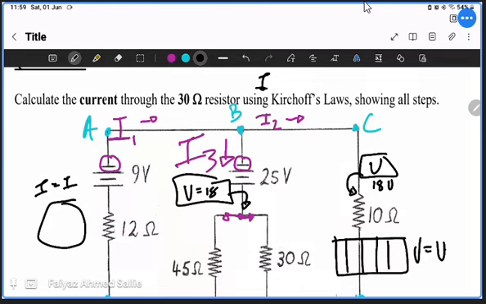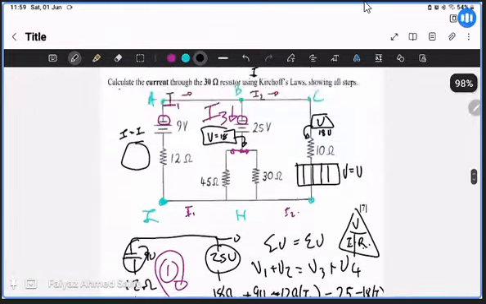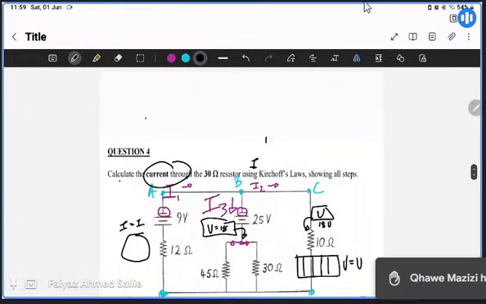So the question says calculate the current through the 30 ohm resistor using Kirchhoff's law showing all the steps. So now we just need to find the current.